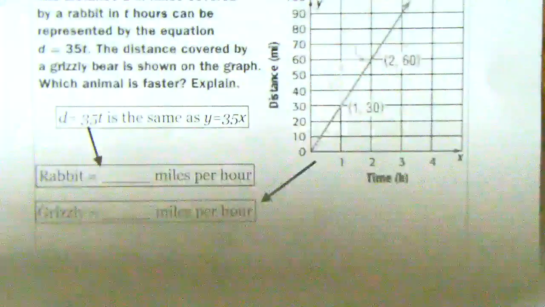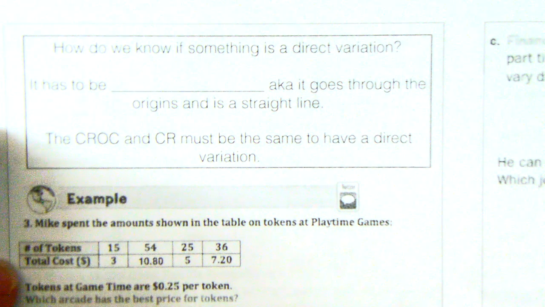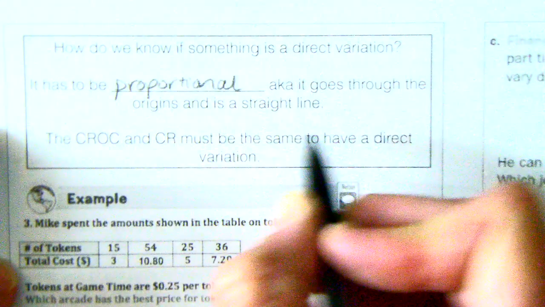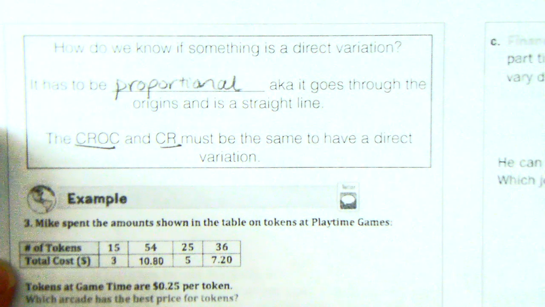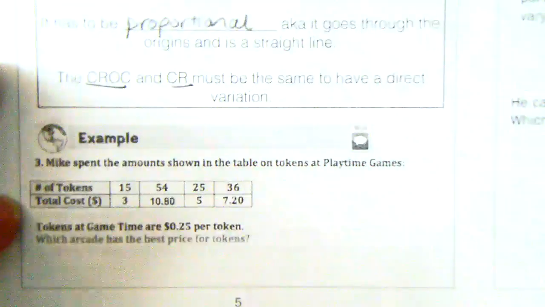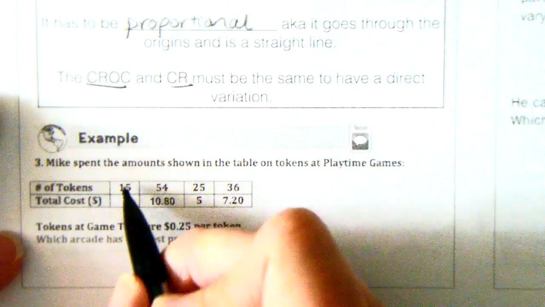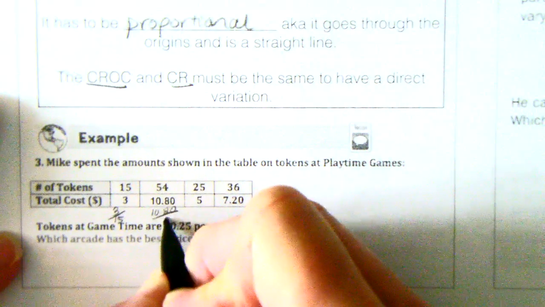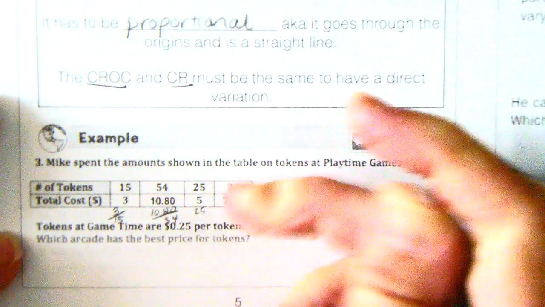If you flip your paper over, you're going to see they're going to ask you to compare them. So how do we know something is a direct variation? It has to be proportional. In other words, it goes through the origin and it's a straight line, which means the constant rate of change and the constant ratio must be the same. So take a look at this example. Mike spent the amount of money shown on tokens at Playtime Games. So I'm going to divide. Okay, well, $3 divided by 15 tokens, $10.80 divided by 54 tokens, 25 tokens. Oh, goodness.